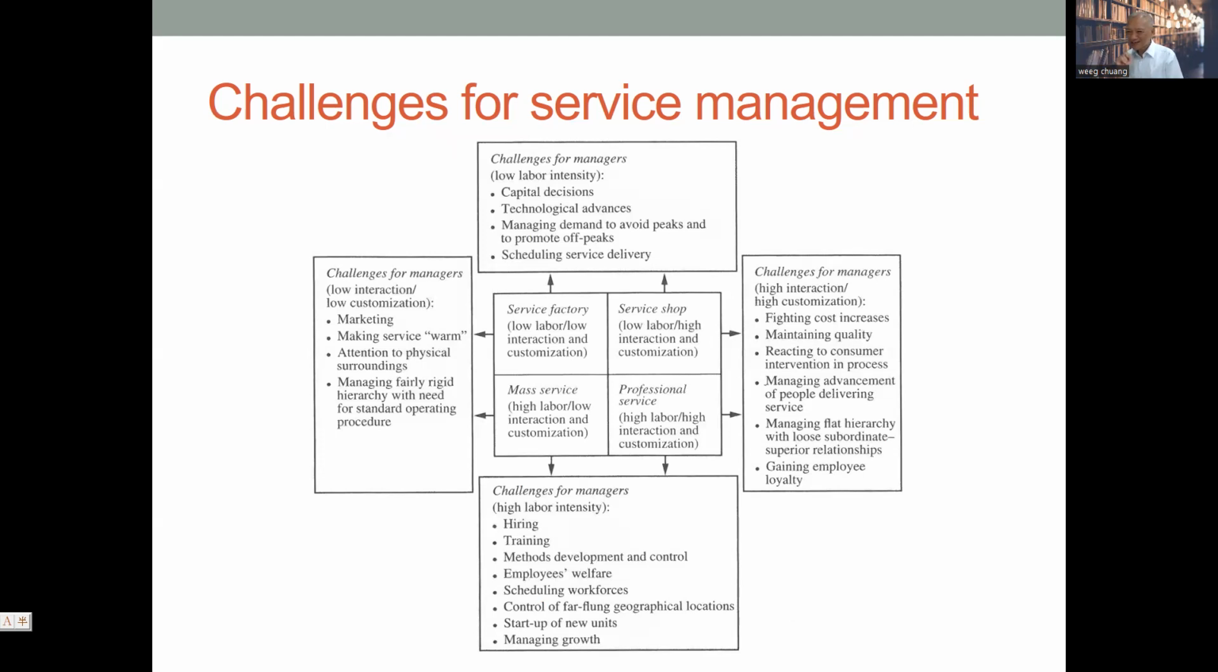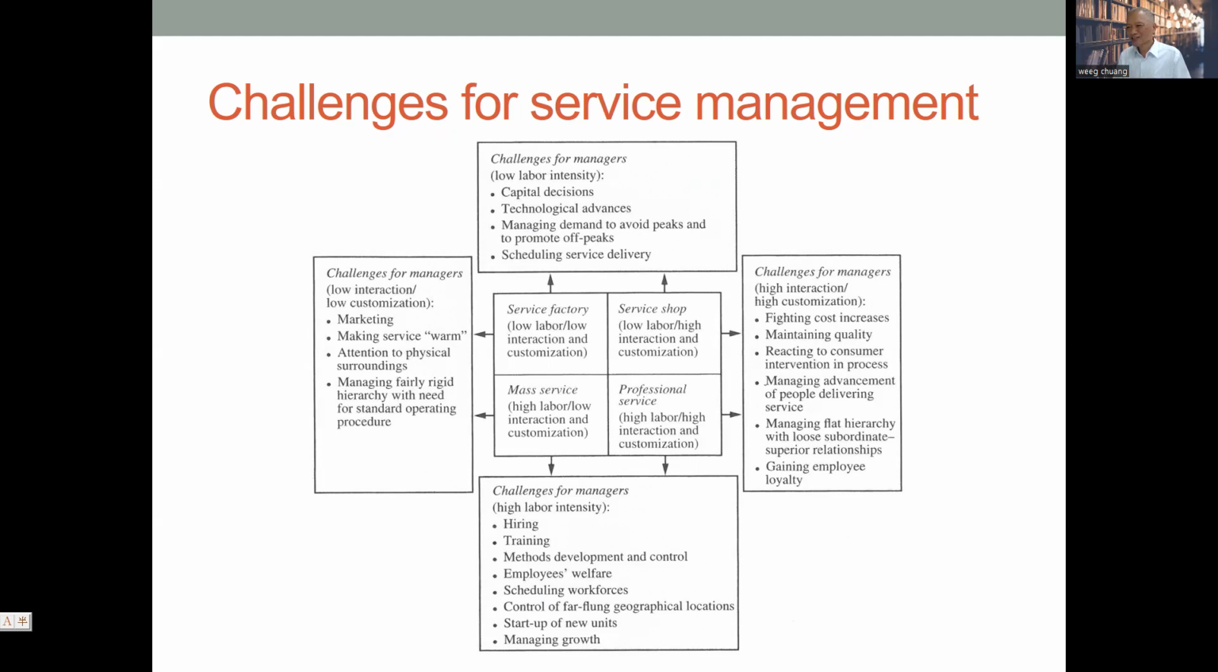And in contrast, challenges for managers for high labor intensity: managers have to hire appropriate employees for the service, and handle training and methods development and control, employee welfare, scheduling workforces, control of far-flung geographic locations, and startup of new units and managing growth. Those are the issues for high labor intensity.